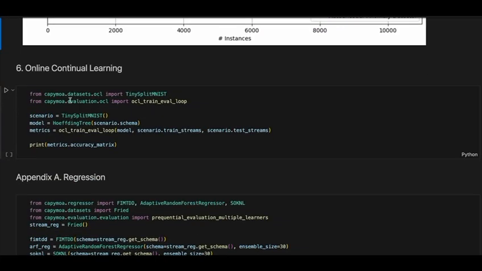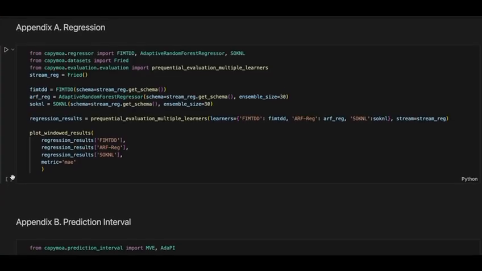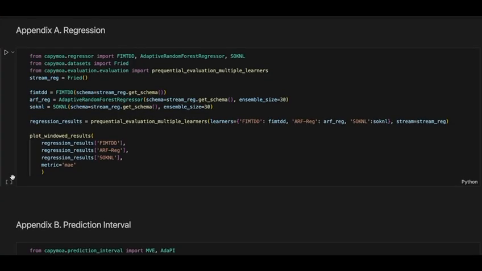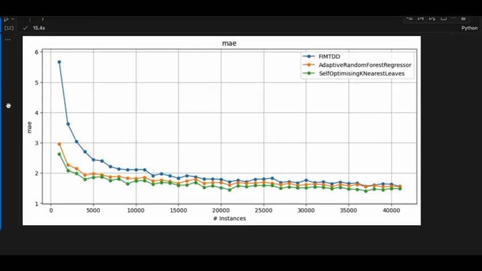Recently, CapyMOA expanded to support online continual learning, which combines stream learning and continual learning. We provide ready-to-use datasets, algorithms, and evaluation tools for this emerging area. We also cover the regression side of supervised learning. Here, we employ a multiple learner evaluation function, which outputs a dictionary of results, making comparison easier.